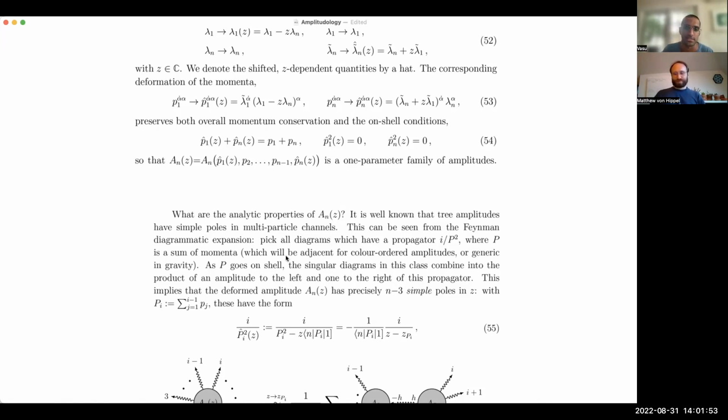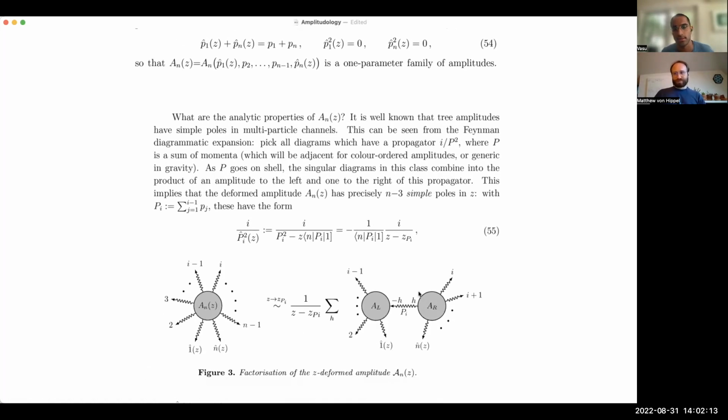The Feynman diagrammatic expansions pick up all diagrams that have a propagator 1/p², where p is the sum of momenta. And as p goes on shell, the singular diagrams combine into a product of amplitudes, one on the left and one to the right of this propagator. So in pictures, this is sort of what I described. You have some set of vertices sewn together with propagators, and you have some external lines. That's the tree level amplitude.